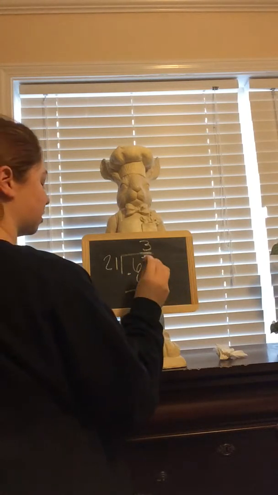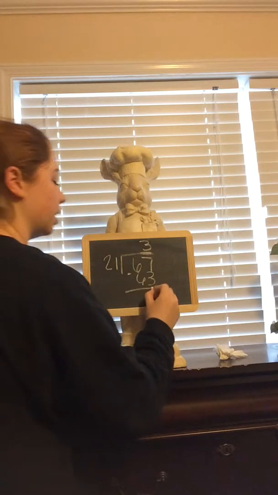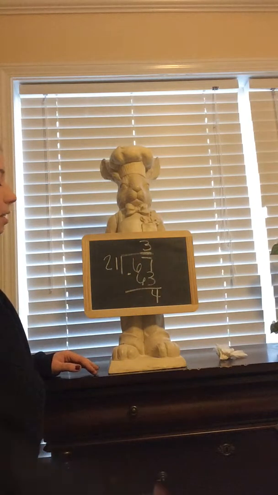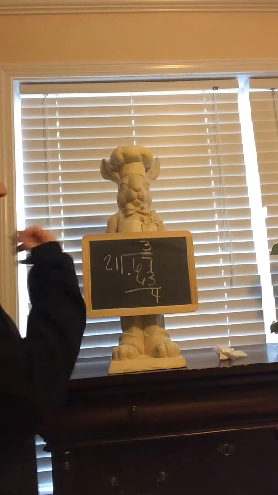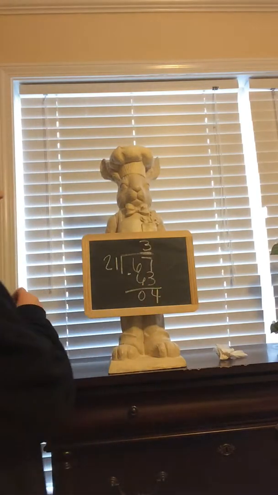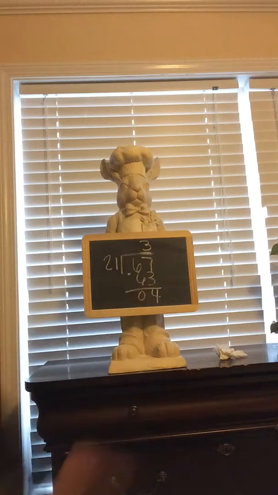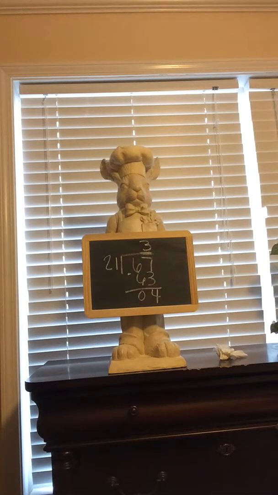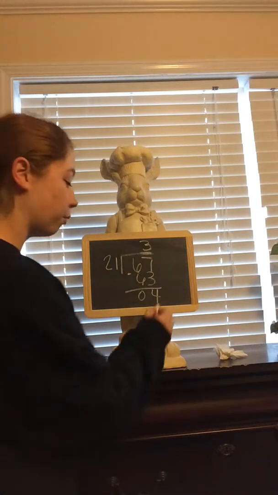7 minus 3 is 4. 6 minus 6 is 0. Do you have to put that? No, but you can if you want to. It's just a placeholder. So 4. Do we have any more numbers to drag down? No. So what we're left with is 4.